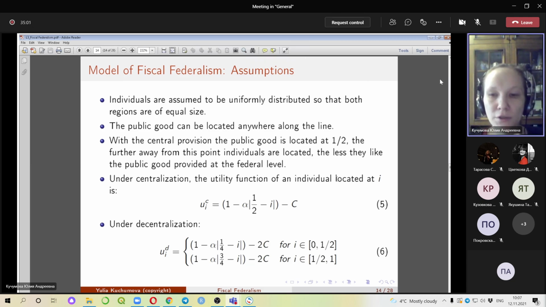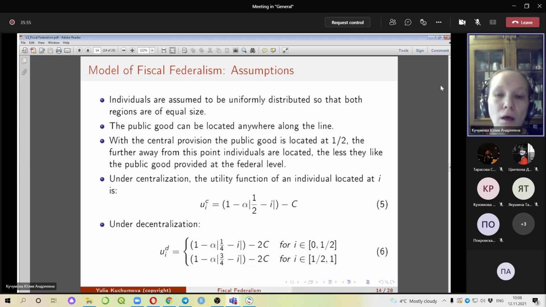And we will model this in the following way. Under centralization, the utility function of individual located at I is given by equation 5. So U_I^C, meaning the utility of individual I under centralization, is equal to 1 minus coefficient alpha multiplied by the absolute difference between 1/2 and I. This absolute difference represents how far away you are from the public good. The public good is located at 1/2 and you are located at point I, so we take the absolute difference.